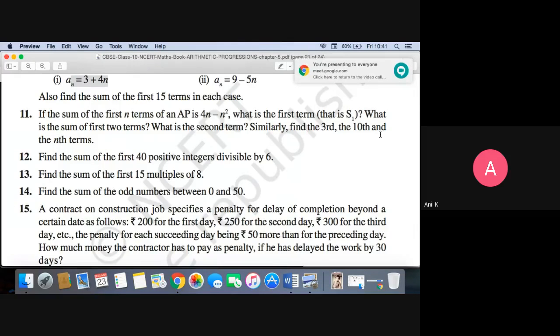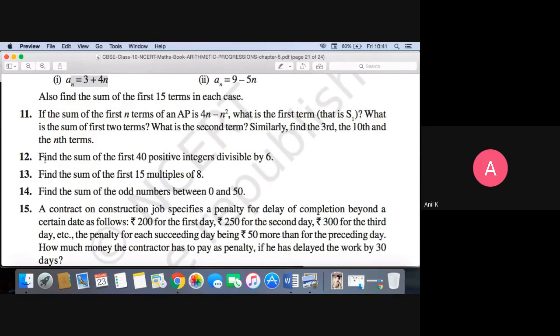And what do they ask? 10th term. So find A10. A10 means A plus 9D. You know A value, D value. You can find the 10th term. And nth term, that is the An formula. An formula is A plus n minus 1 into D. Here n will remain as it is, n only. Just you have to substitute A value and D value. Your answer is in terms of n. Okay, so we completed 11th question.